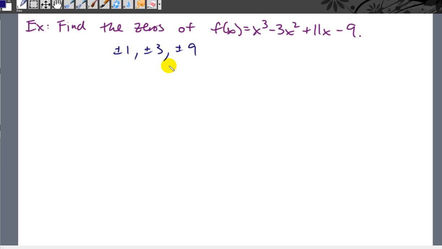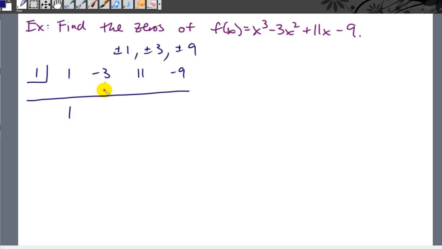So for any of these values, if we use synthetic division and get a remainder of 0, then that means it is a factor. Okay, so let's try it. Let's try 1. The coefficients are 1, negative 3, 11, negative 9. Let's use synthetic division on this.